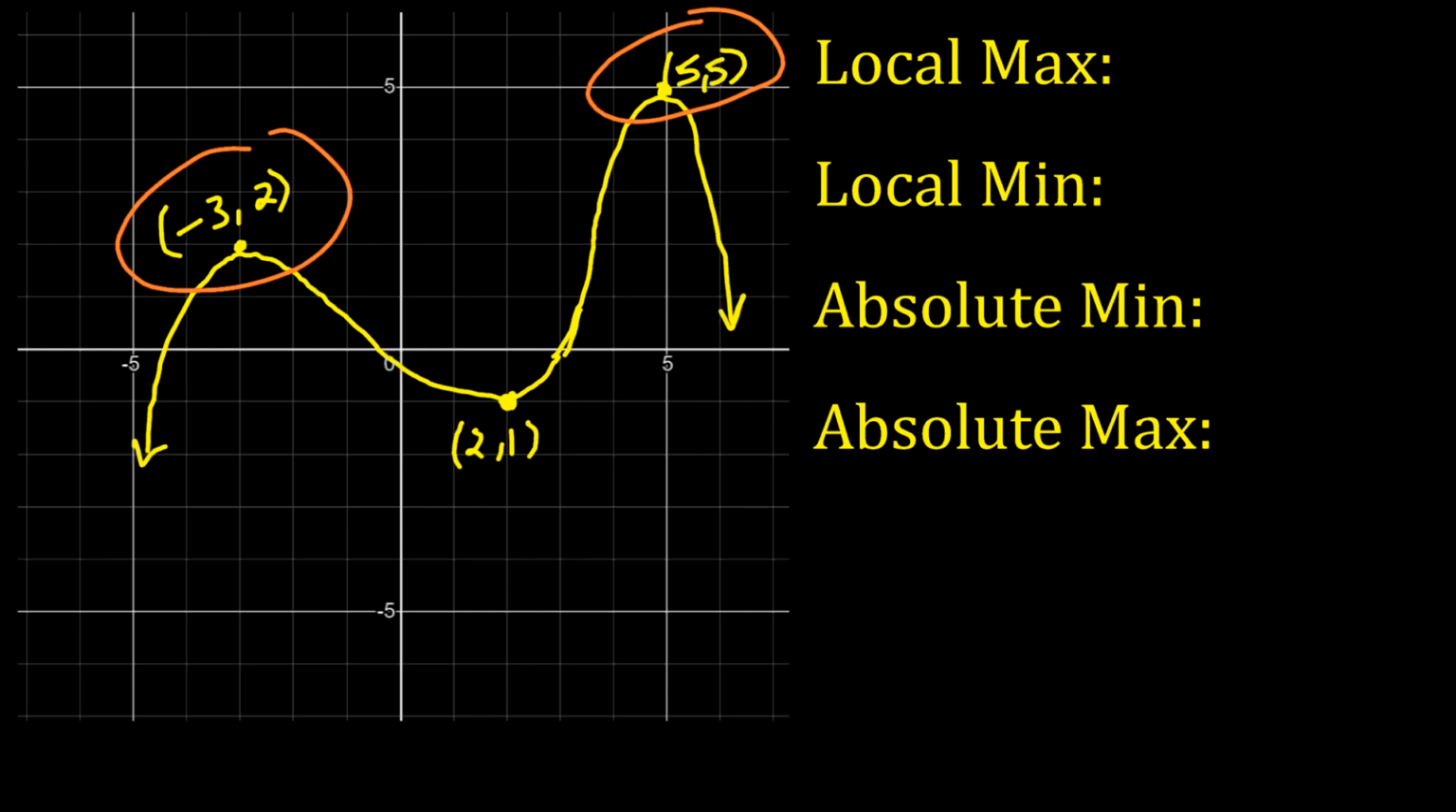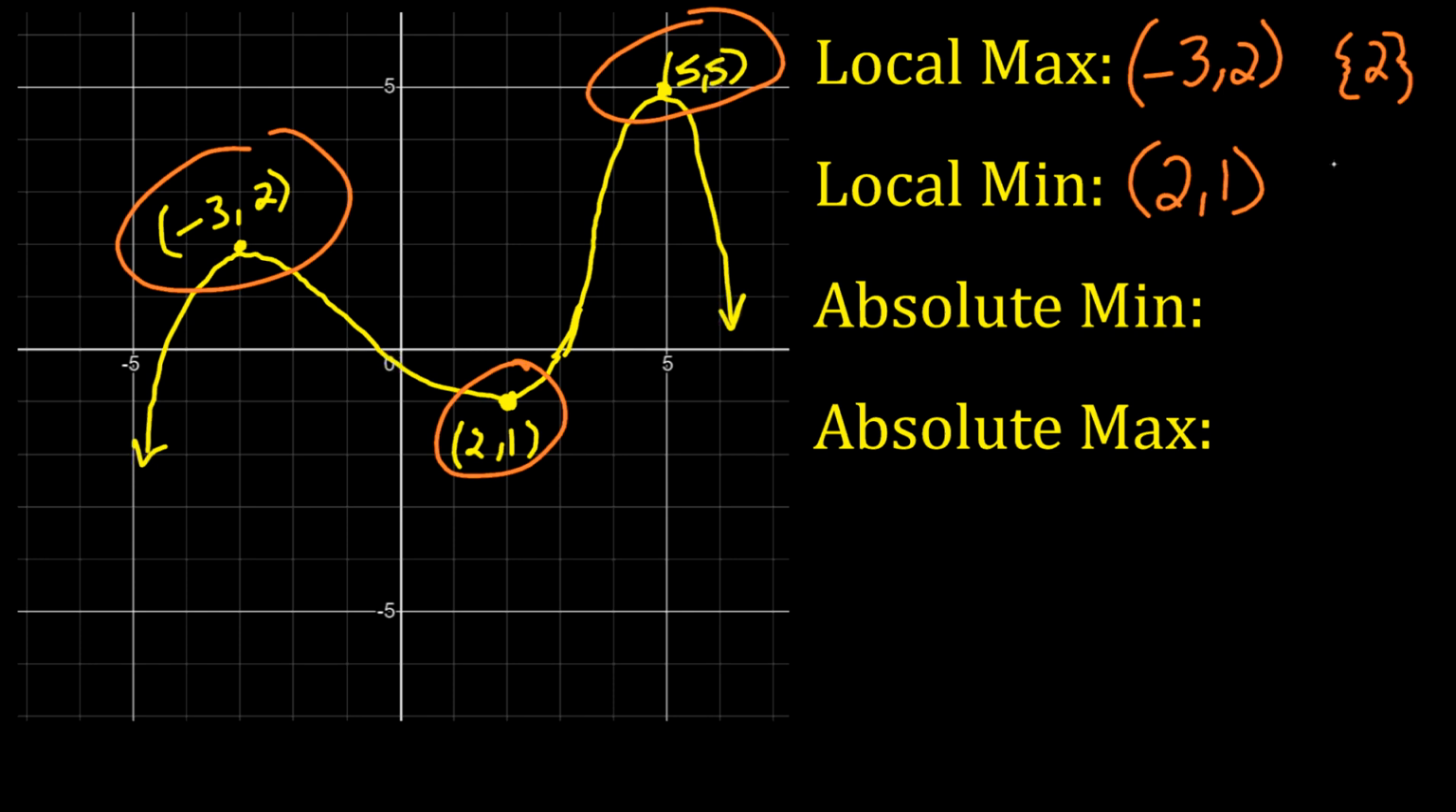So the local max would be at -3, 2. That would be the local max for this one. Or you could say 2. The local min would be at 2, 1. Or you could say at 1. I'll be honest, I don't know if they use brackets or not, but it seems like the right thing to do.